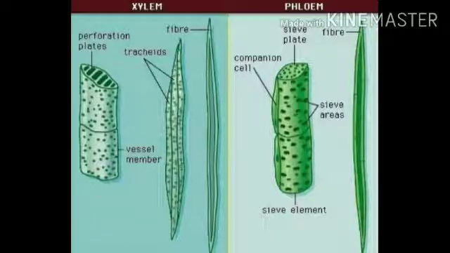The xylem tissue and phloem tissue are composed of different cells. Xylem is composed of tracheids, tubular vessels, fibers and parenchyma. In the same way, phloem tissue is made up of long sieve cells, sieve tubes, companion cells, fibers and parenchyma. These two tissues, xylem and phloem, play an important role in conduction of water and food materials.